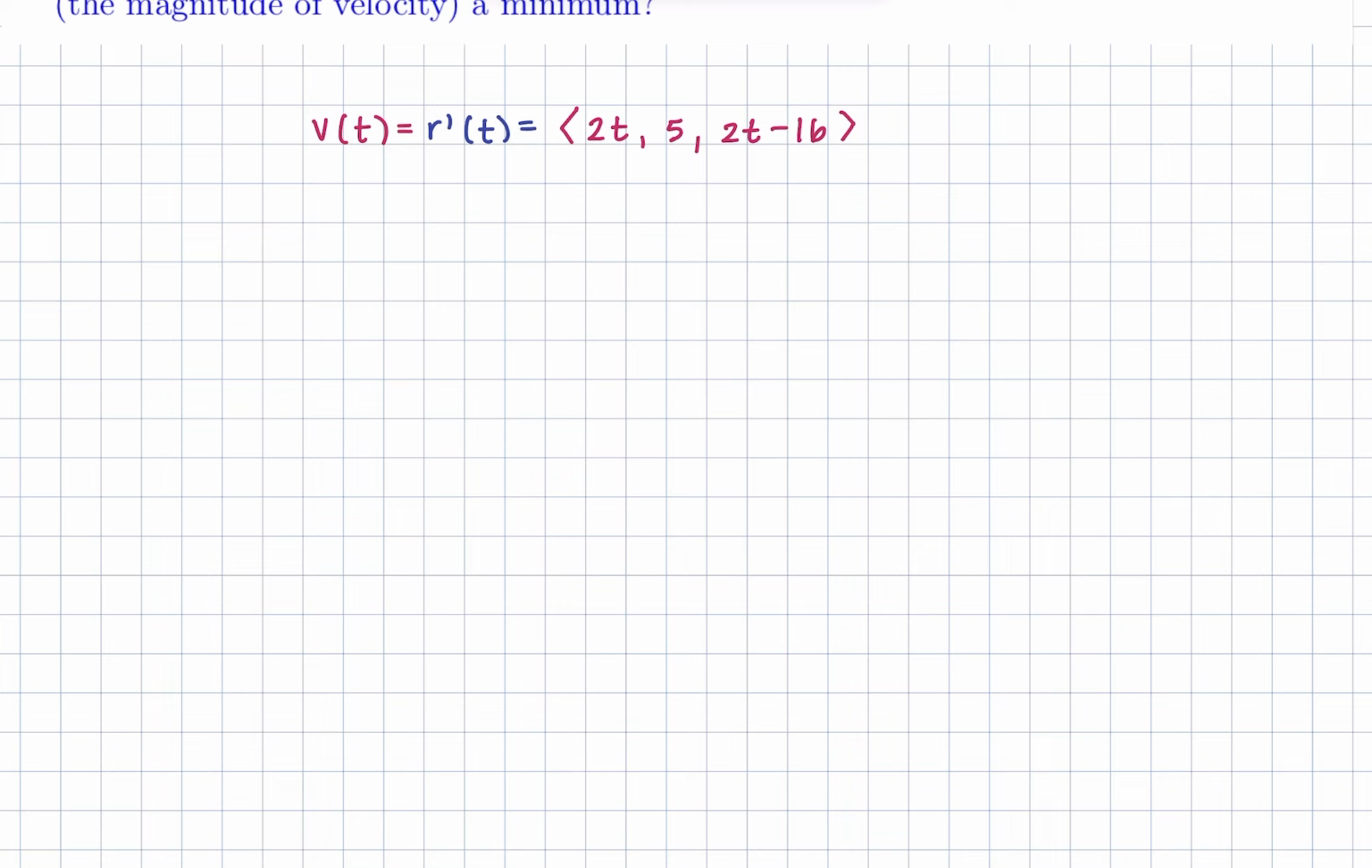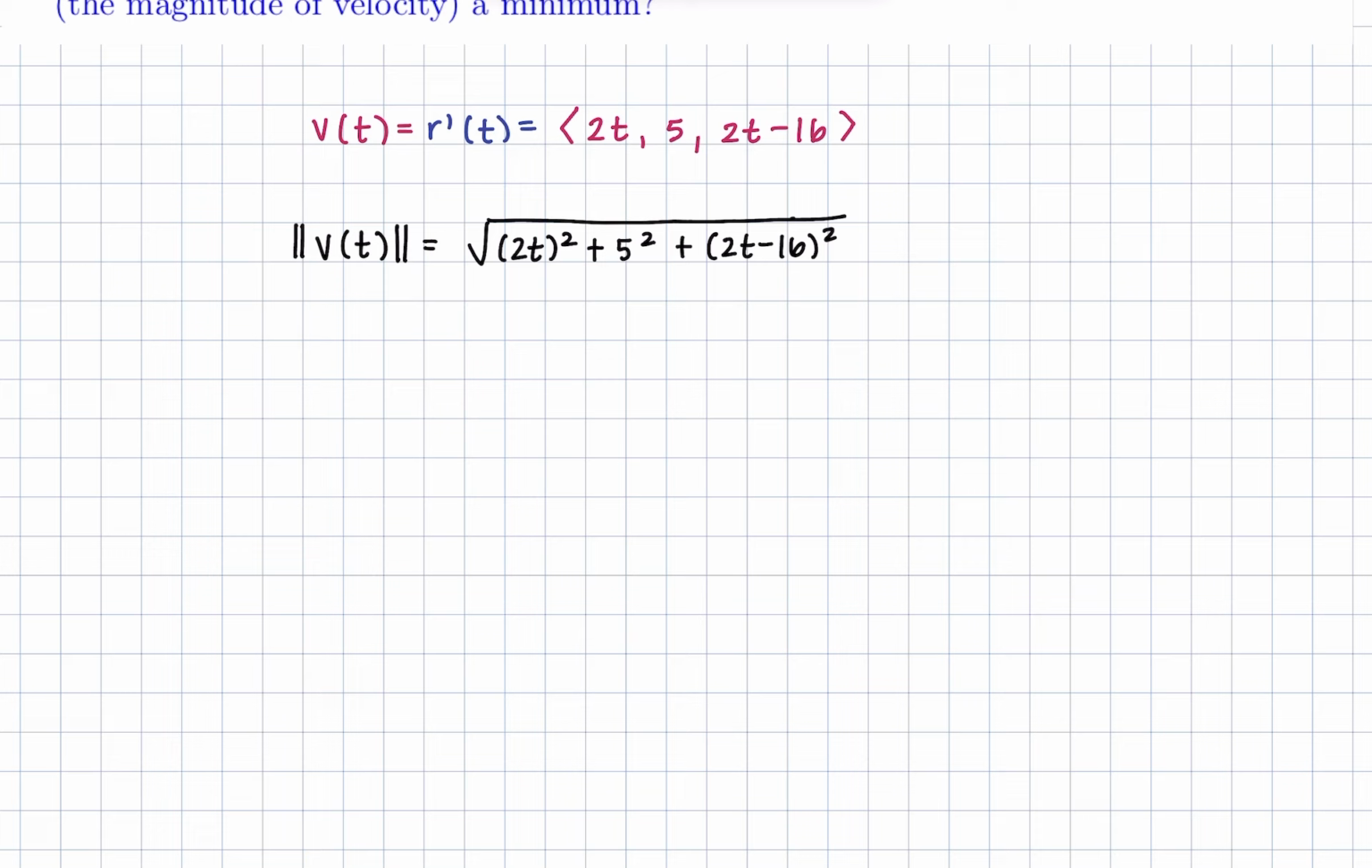And we can do this by using the distance formula. So v of t over here equals the square root of (2t) squared plus 5 squared plus (2t minus 16) squared.